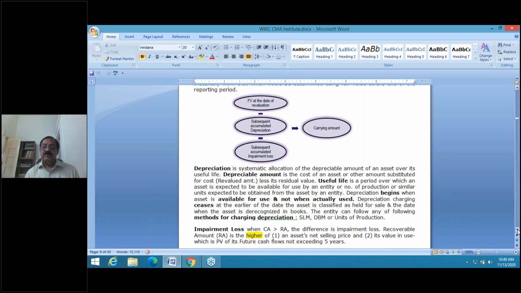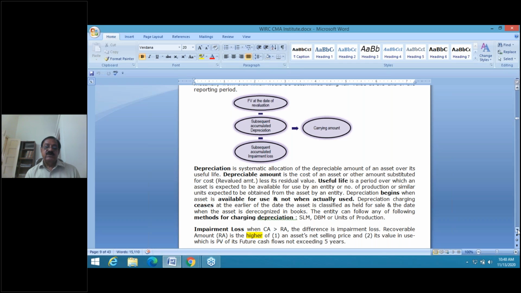Depreciation. Now, how to provide depreciation in respect of PPE? What is depreciation, friend? Depreciation is a systematic allocation of the depreciable amount of an asset over its useful life. Depreciable amount is the cost of an asset or other amount substituted for cost. That is, if you are going for revalued, then you will provide depreciation in future on the revalued amount. So revalued amount less residual value will be your depreciable amount for the future.